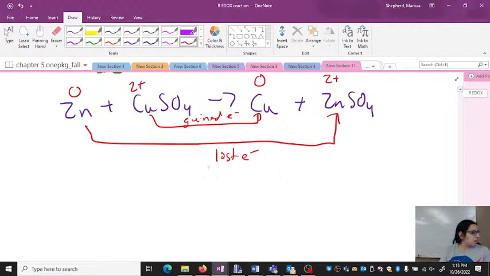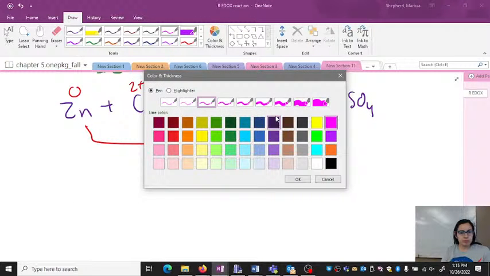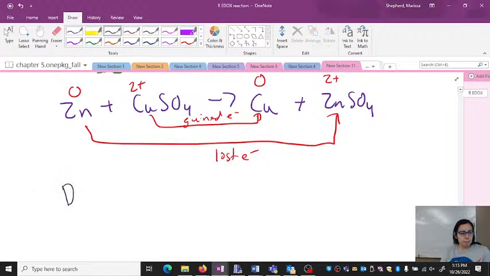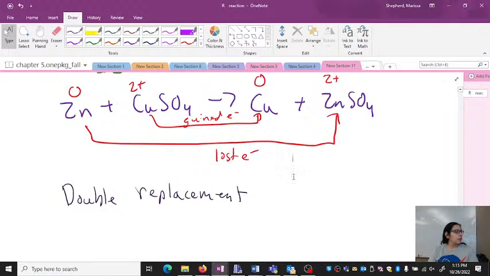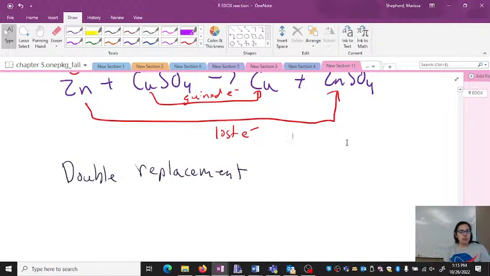And then the last one is going to be our double replacement. So, any examples of a double replacement, or what's the general form? How do we recognize it?